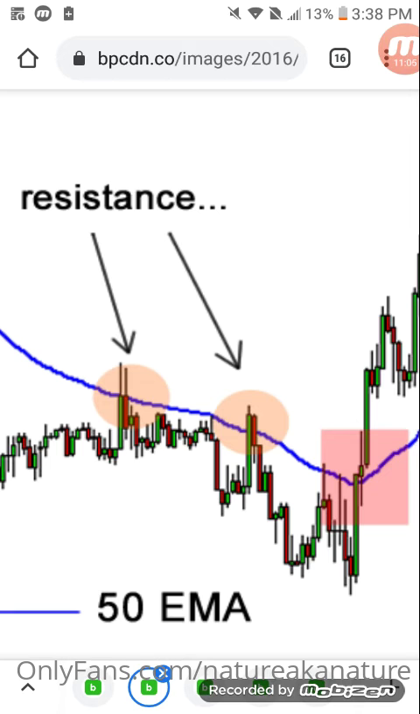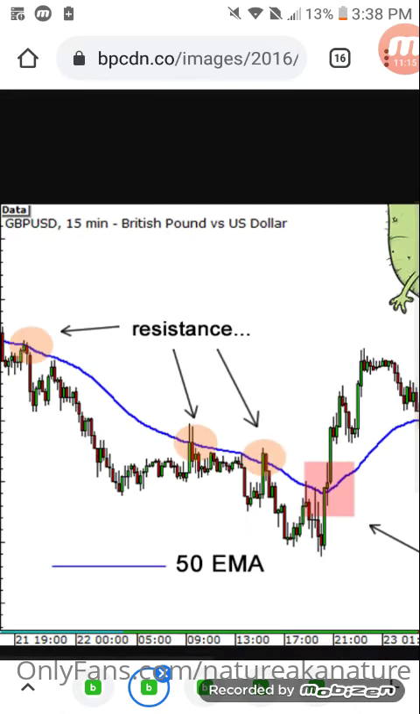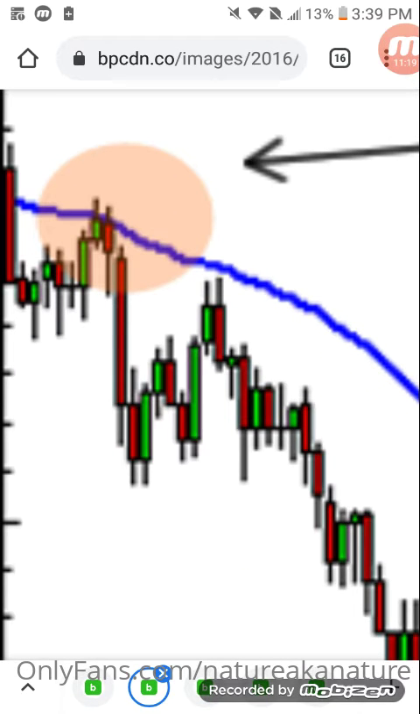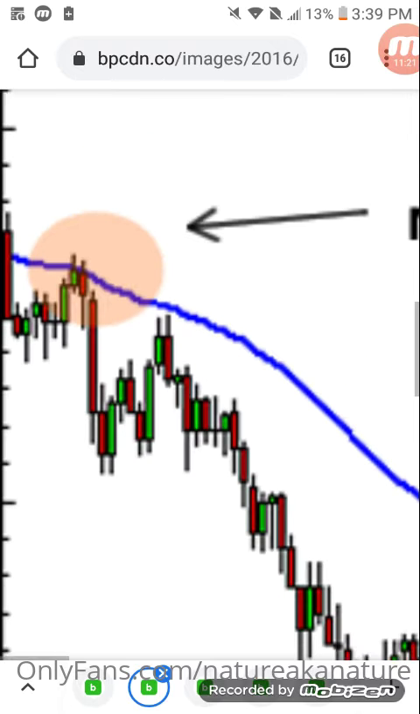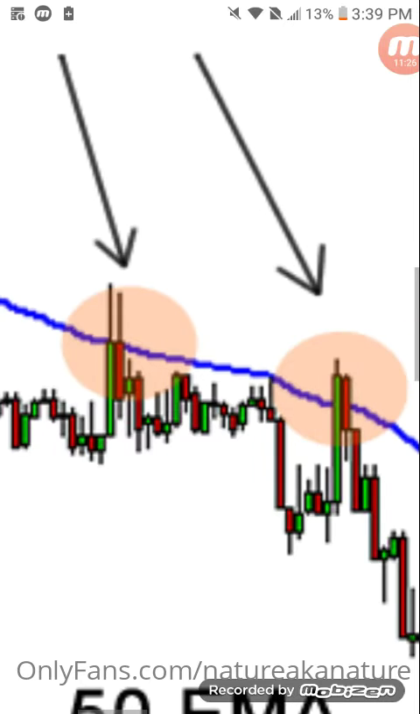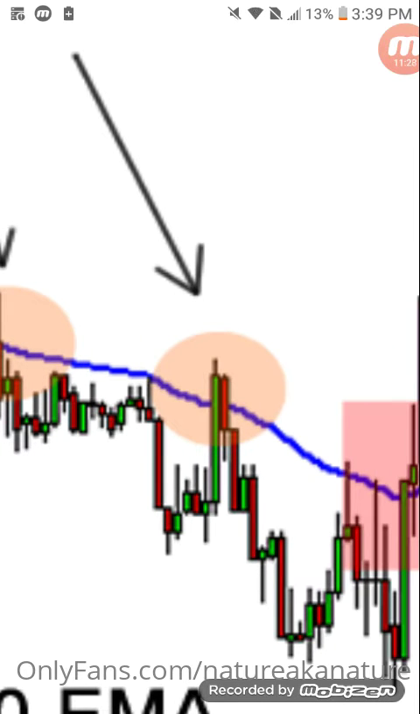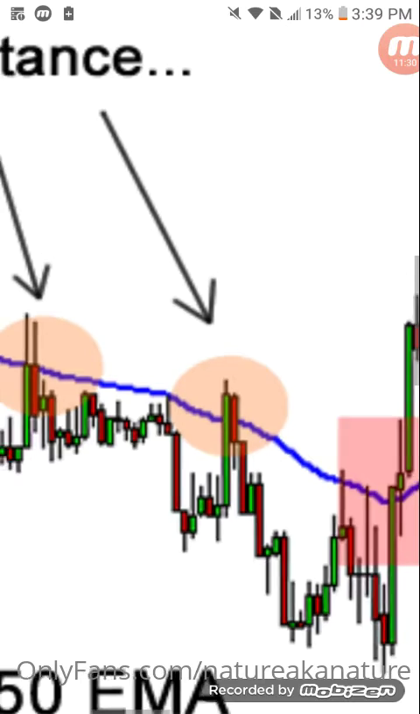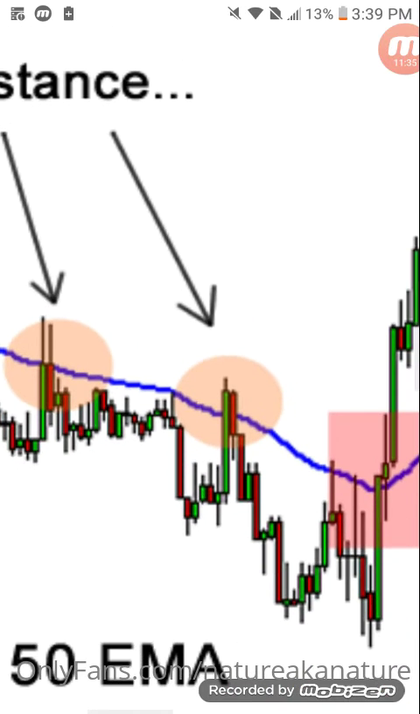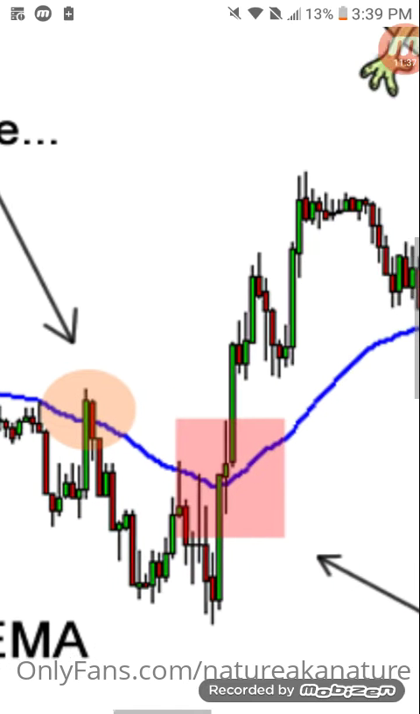On top of that, it made another double top pattern. Okay, on top of making a three inside down pattern on top of a strong resistance level, all the candlesticks are below the 50 EMA, which lets you know we're still in a downtrend. Then we see a triple top pattern, which lets you know that we're still in a downtrend.